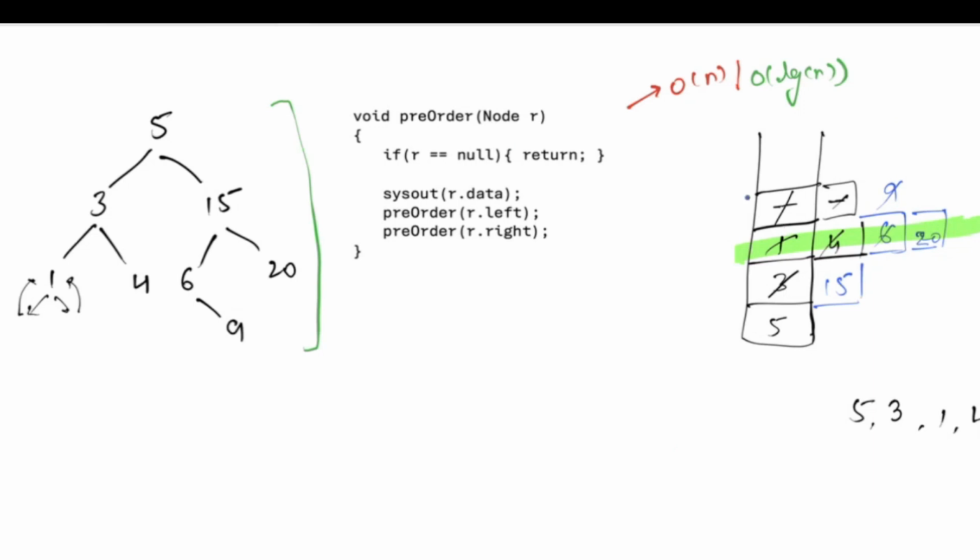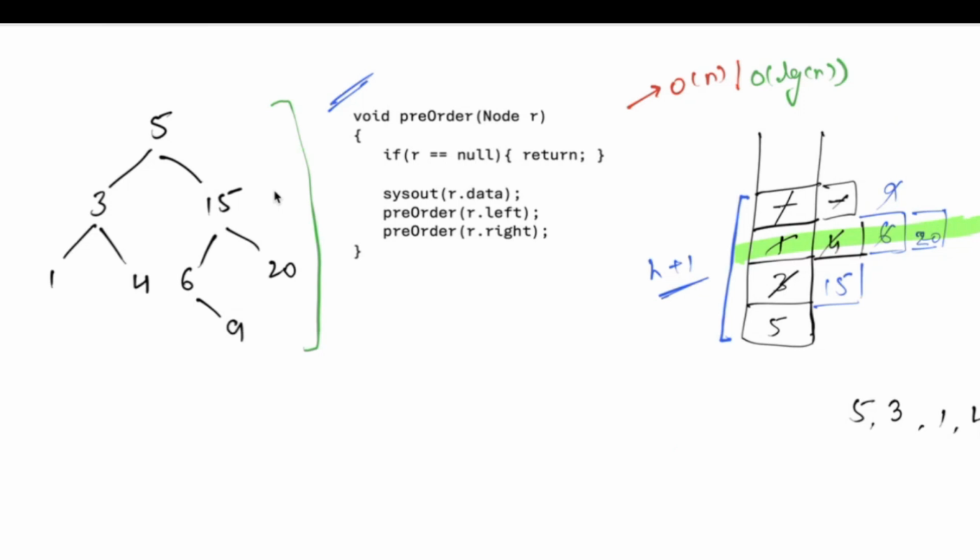Can I say that the number of stack frames is exactly equal to the height of the tree plus 1, right? Because ultimately you will be calling it for null also. All right. Great. How can we improve, or can we improve this function further?